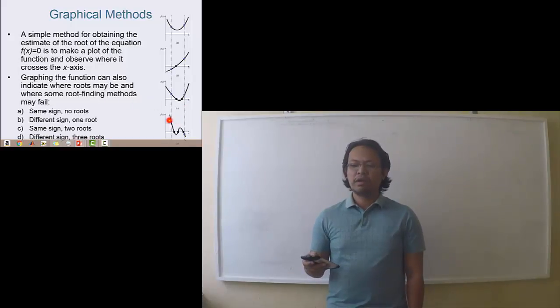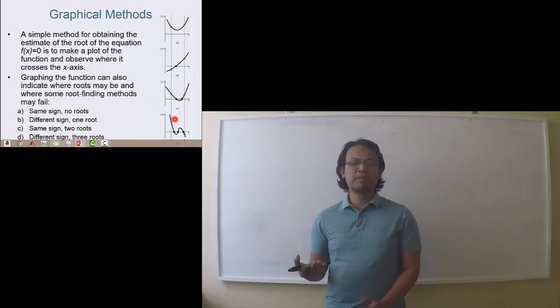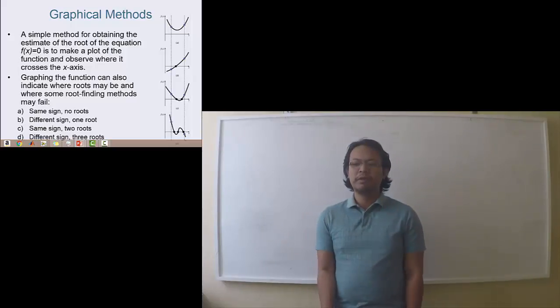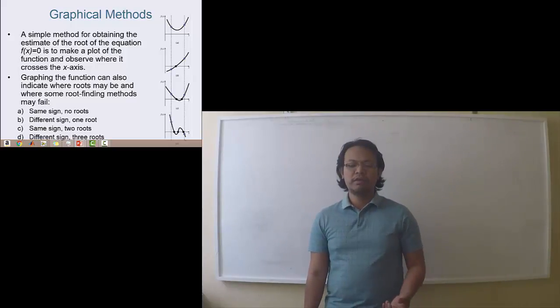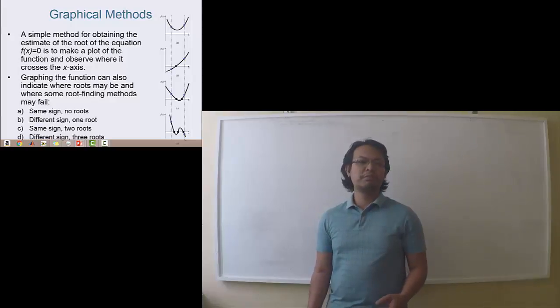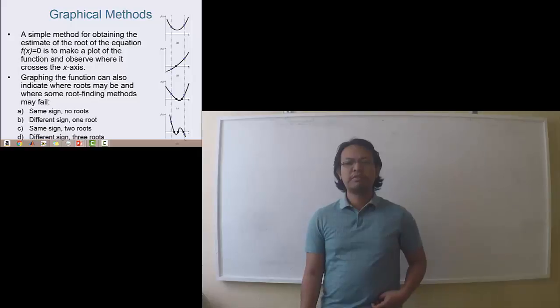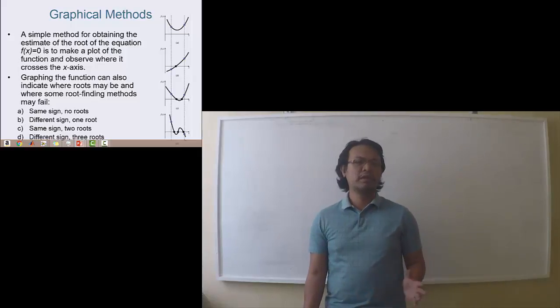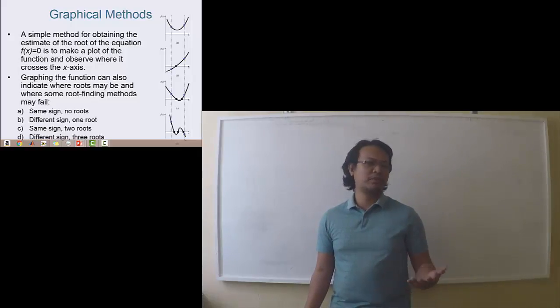Based on this analogy, we can say that if f of xl and f of xu are of the same sign, there might be no root or even roots. But if they are of different sign, there could be odd roots: one root, or three, or five, whatever.